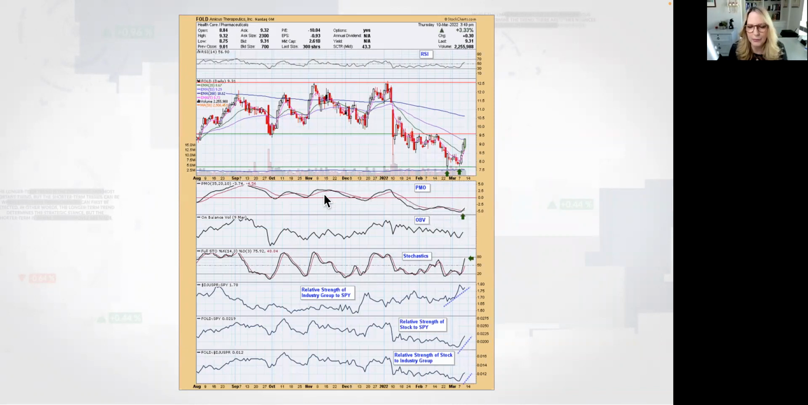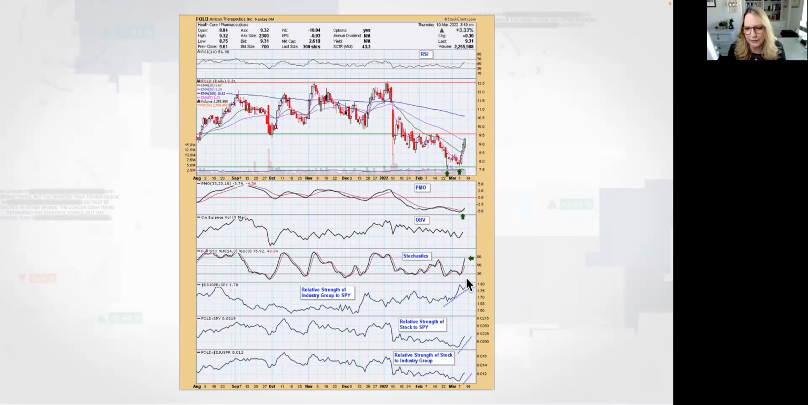I use the price momentum oscillator. As I said, you can see where the momentum is going on a stock, and these crossovers are especially helpful, but not always necessary. Then here's my OBV. You can see it confirming the downtrend that we have here. And then I have stochastics.